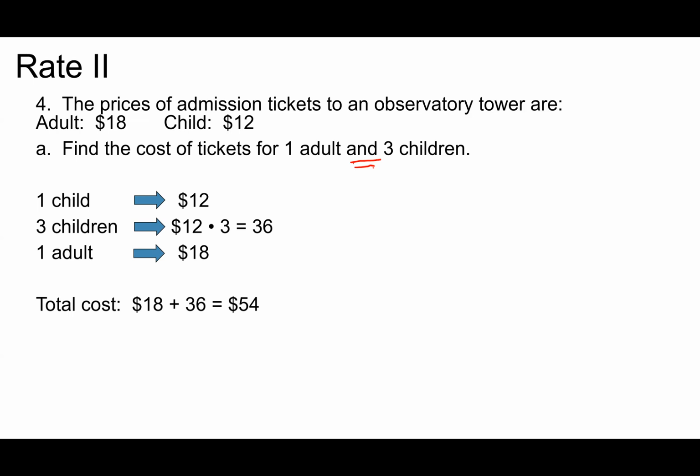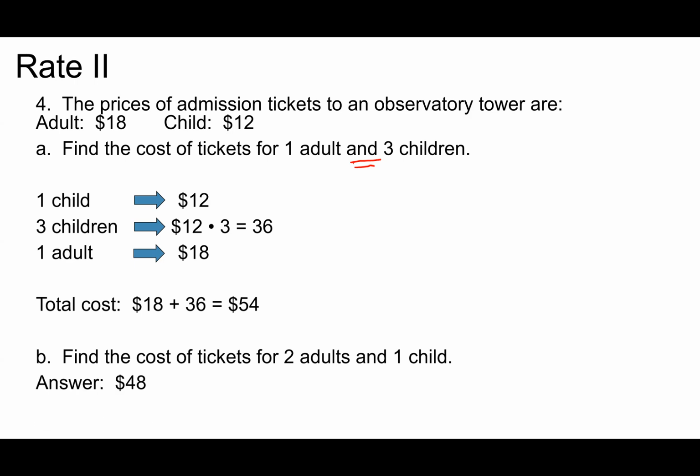All right, how about letter B? What's the cost of tickets for 2 adults and 1 child? The answer there. Olive? $48, exactly, good. So you needed to multiply 18 times 2 and then add 12.